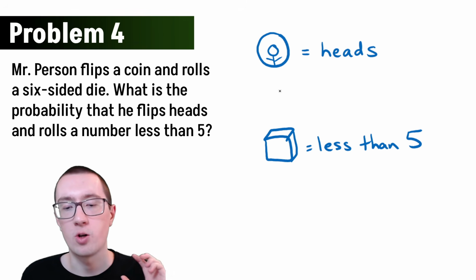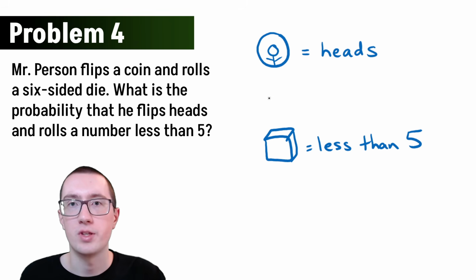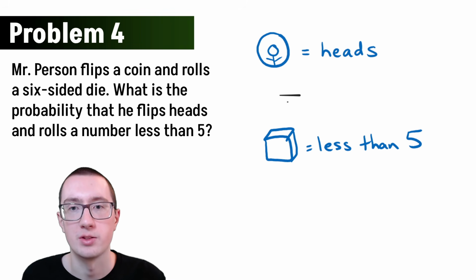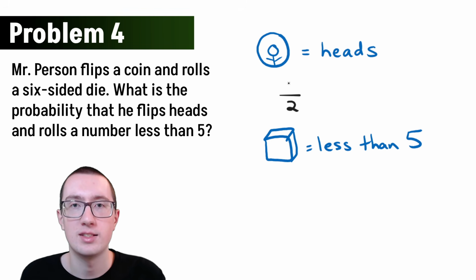Well, probability is always the number of ways you could do it successfully over the total amount of possibilities. So a coin only has 2 choices, right? It's either heads or tails. And how many of those 2 choices would be a success? Well, only one of them, because if he flips heads, then it's a success, or if he flips tails, then it's not a success. So the probability of flipping heads is 1/2.